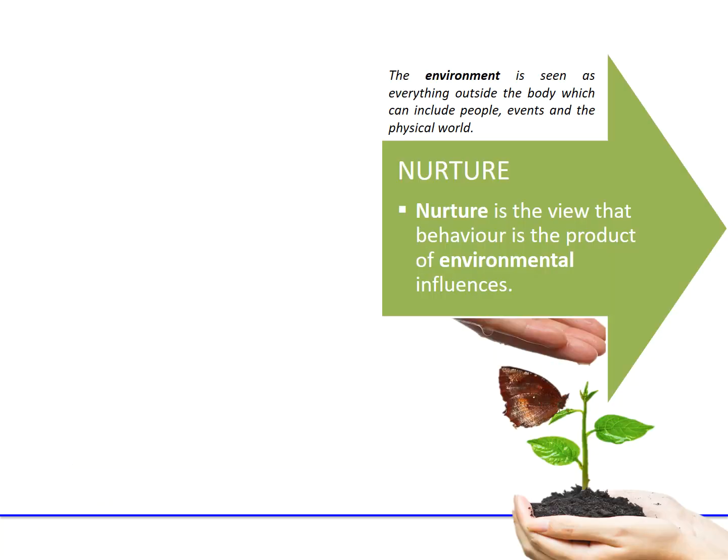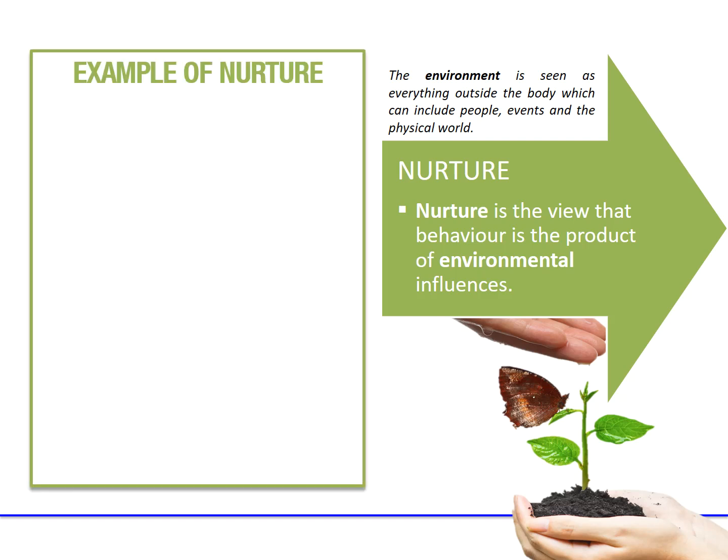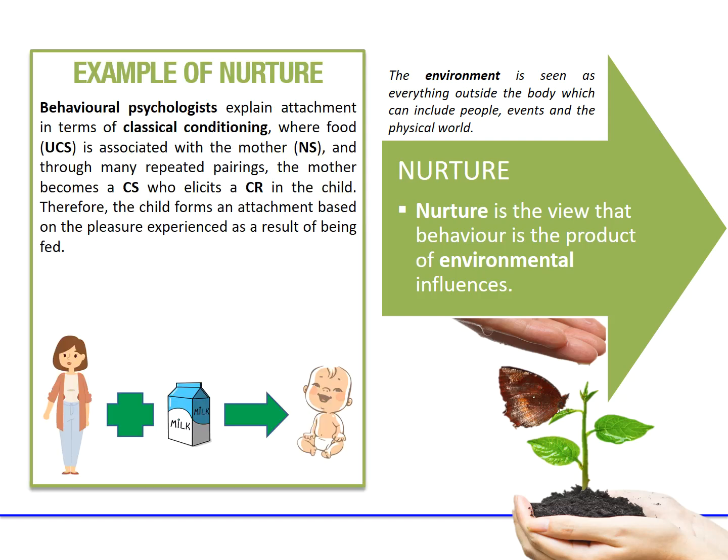If we think about an example for nurture, I'm going to stick with attachment, because actually there's a competing argument here. Behavioural psychologists argue something completely different. They say that children attach as a result of classical conditioning, where the food, which is an unconditioned stimulus, becomes associated with the mother, who according to this theory is a neutral stimulus. Through this happening many times, because mums tend to feed the children 6, 7, 8 times a day, the mum becomes a conditioned stimulus, who elicits a conditioned response, feelings of pleasure in the child, and therefore the attachment is formed on the basis of this pleasure experienced purely as a result of being fed.